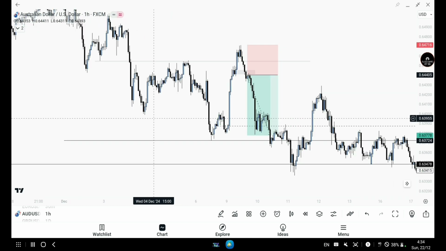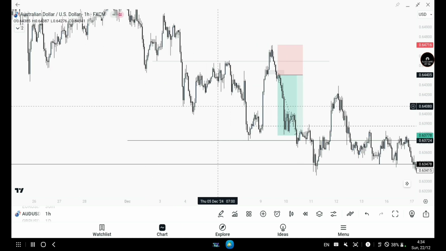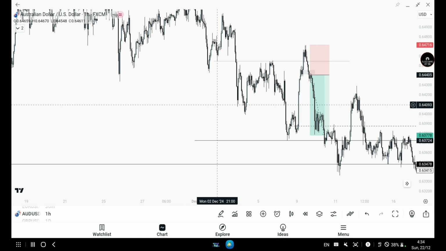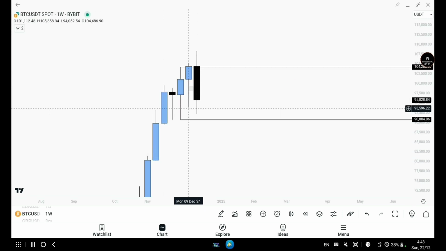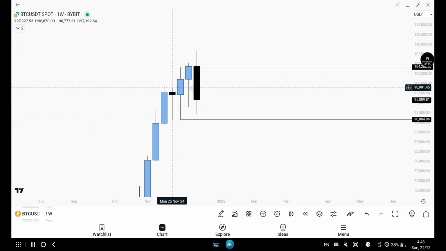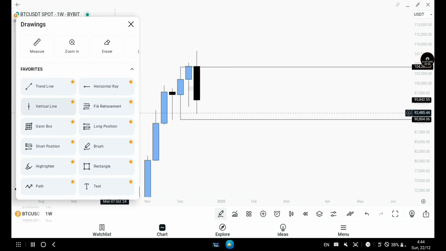Let me just show you another example, then I'll give you further notes on what pairs to look for these setups in. At Bitcoin right here, we can clearly see that we had this weekly candle which closed above previous week's body highs, which closed above previous week highs with the body close. And when this week we started on the 9th of December started, let me mark the low for you.